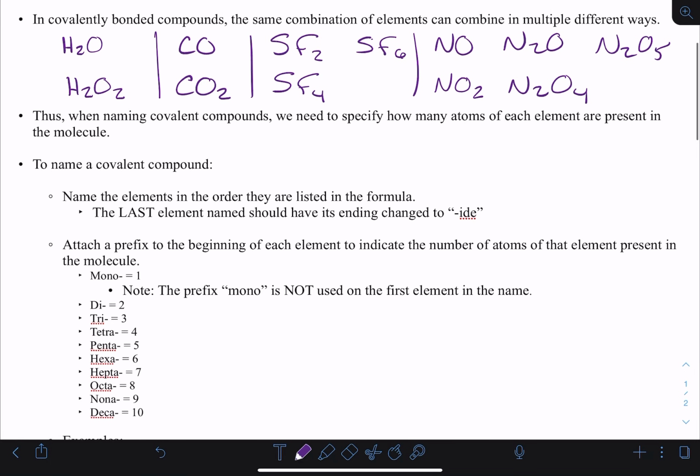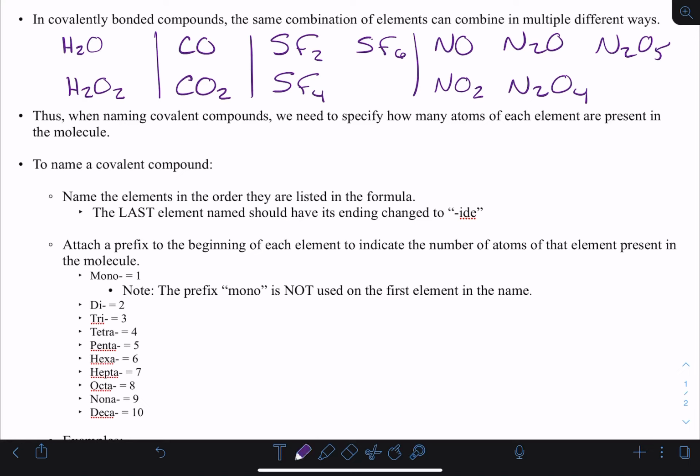So our prefixes for 1 through 10 are listed here: mono, di, tri, tetra, penta, hexa, hepta, octa, nona, and deca. One note is that we don't put the prefix mono on the first element in the name. So we're only going to be dealing with compounds that have 2 elements in them. So if you have one atom of the first element listed, you just say the element name, you don't put a prefix on it at all. If you have one atom of the second element listed, you put the mono prefix on the beginning of it, and we'll see that in the examples that we're going to do.